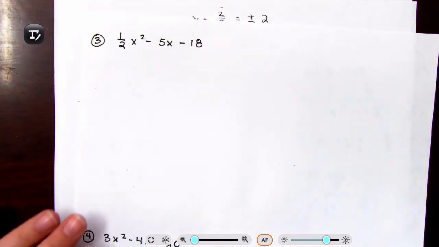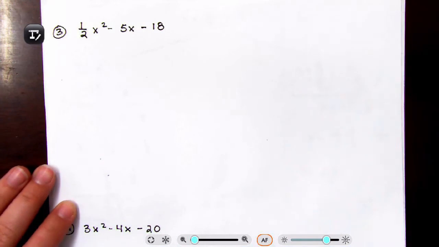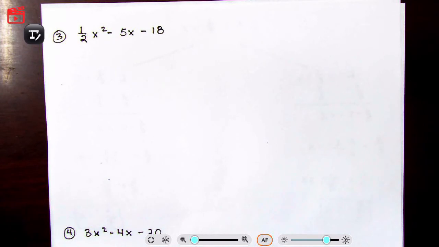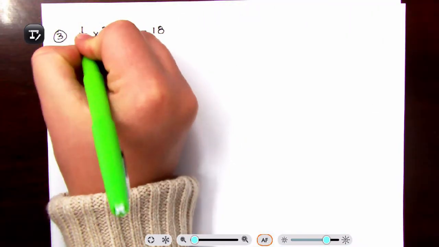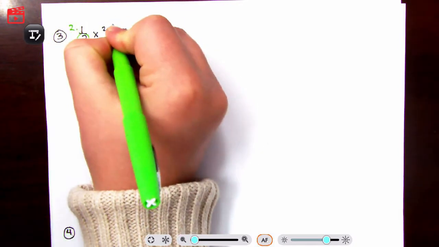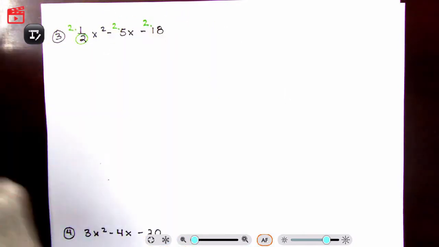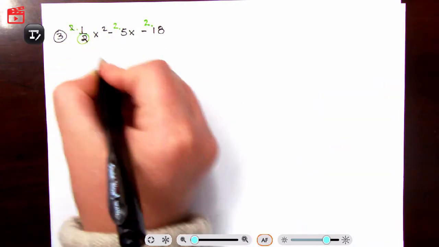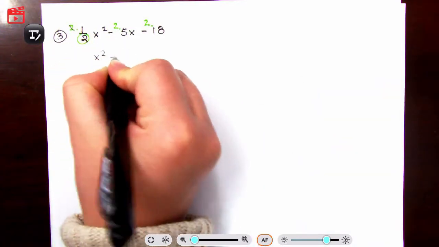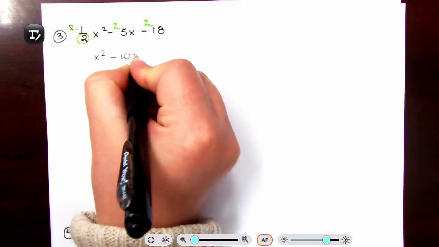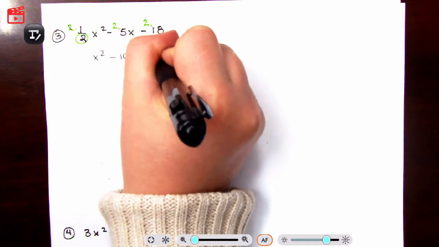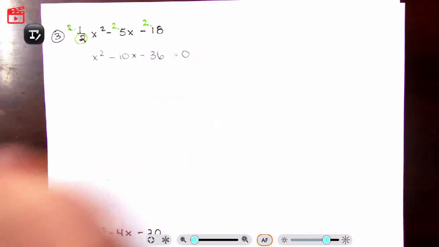We did a similar question on the previous video with a fraction. Now, if you see a fraction in the original equation, get rid of it. Take the denominator, multiply each term by that denominator. In this case, we're multiplying everything by 2. So I end up with something new. 2 and 2 cross out, so I have x squared minus 5 times 2 is 10x, and 18 times 2, that is 36. Set this equation equal to 0, step number 1.